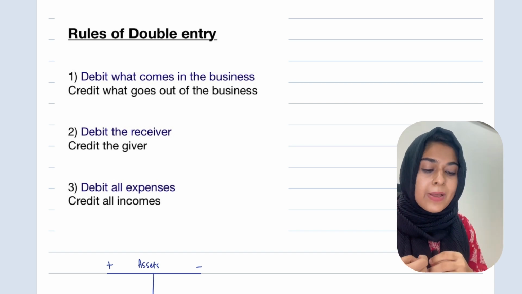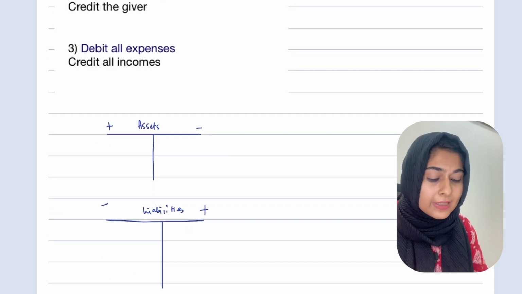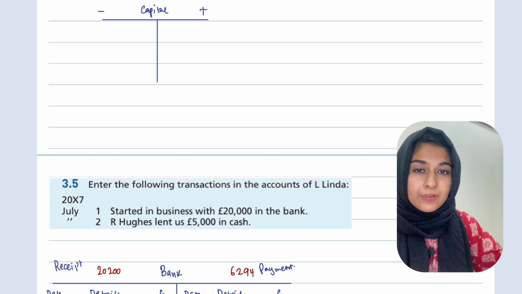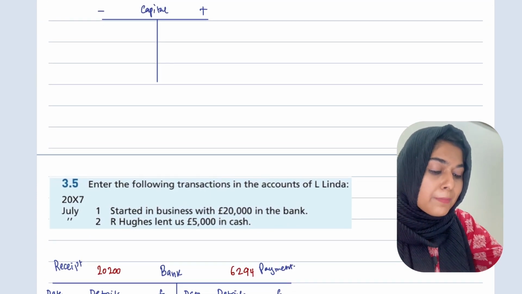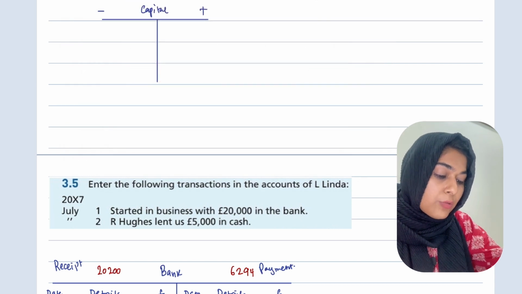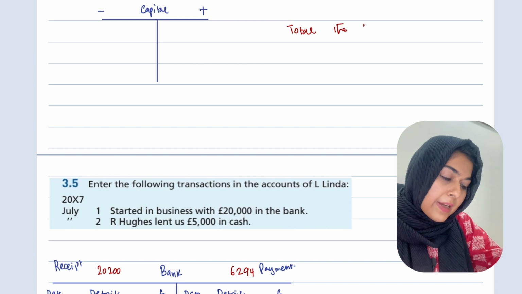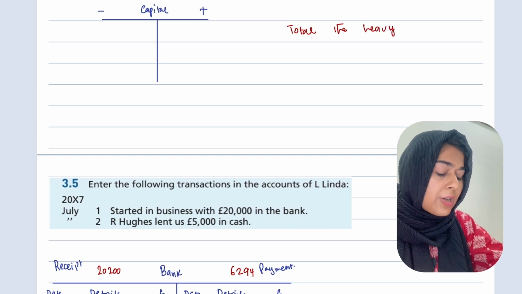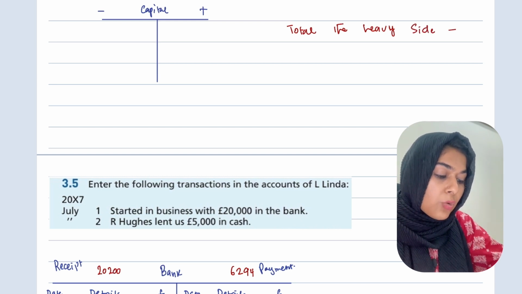For calculating balances, students do get very confused about this, but it's very simple. What you do is simply total the heavy side of the T account. So either debit or credit, whichever is heavy, you total the heavy side, and you need to subtract the total of the light side. So the total of the light side needs to be subtracted from the total of the heavy side.